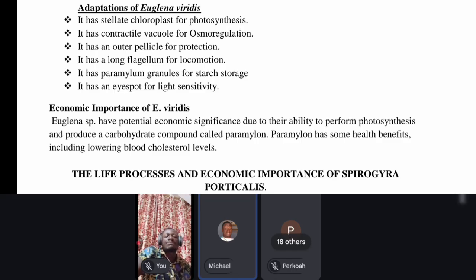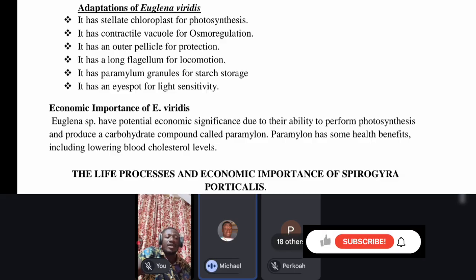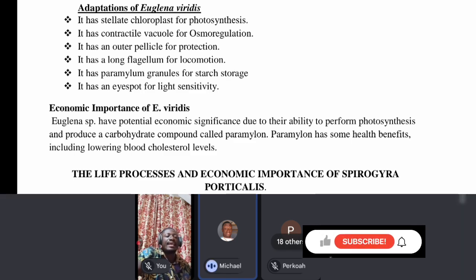It has paramylon granules for starch storage. That is also another function of another structure for adaptation. It has an eye spot for light sensitivity so that it can sense light and undergo its photosynthesis. Now we say economic importance of Euglena viridis.